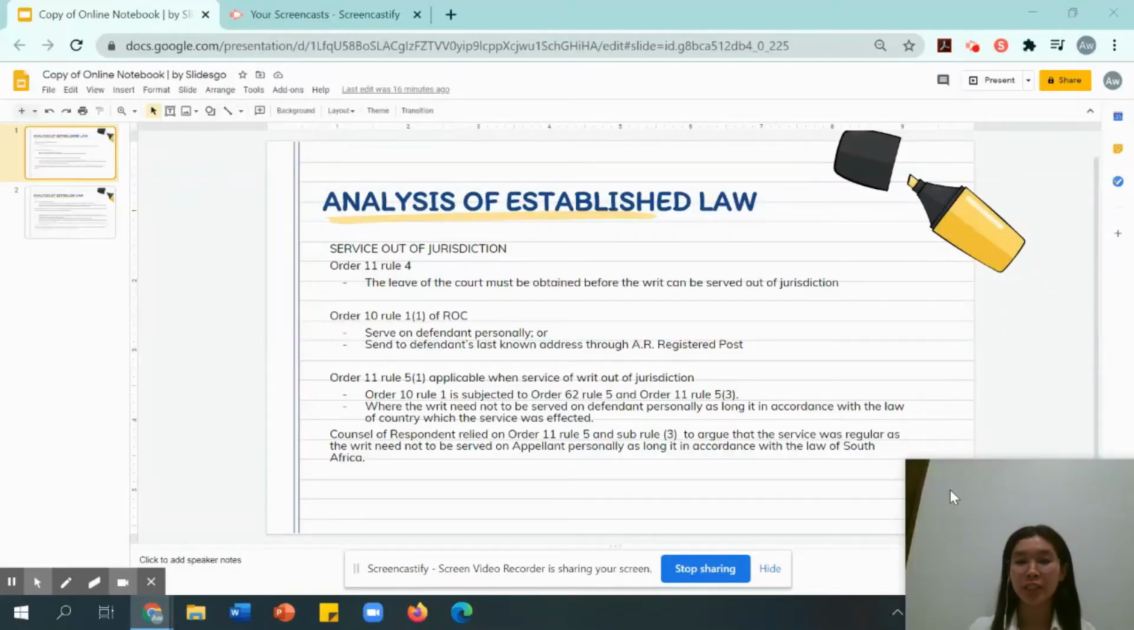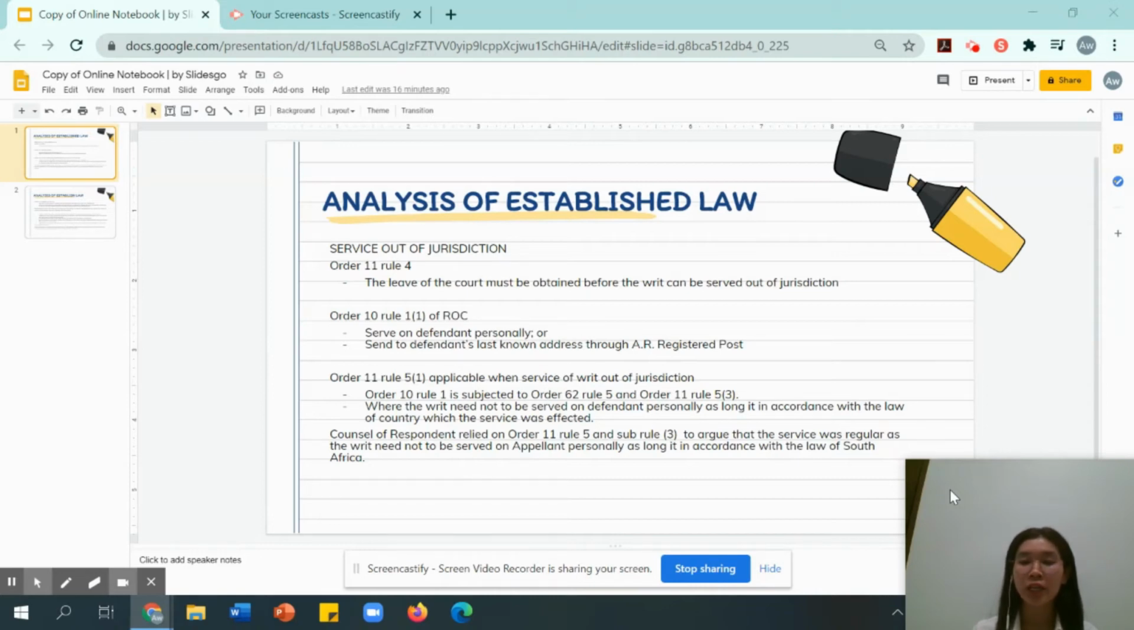Now I will continue with the part on analysis of established law. Service out of jurisdiction is when the plaintiff wants to serve the writ on defendants who reside outside the jurisdiction. So leave must be granted from the court before the writ can be served out of jurisdiction, pursuant to Order 11, Rule 4.